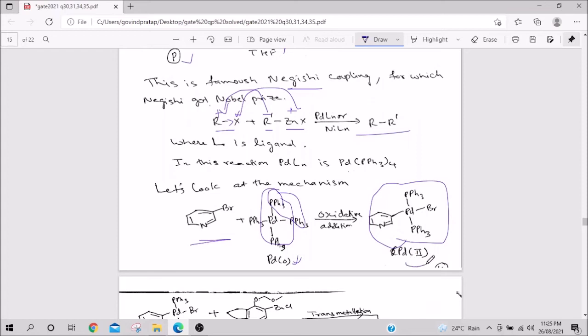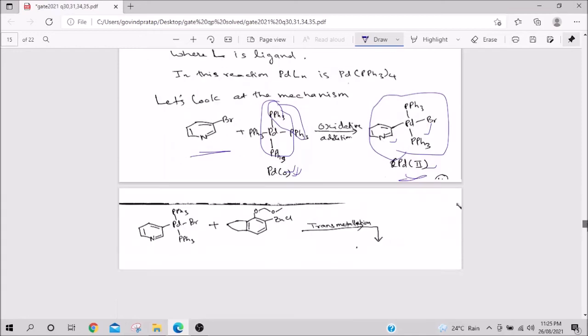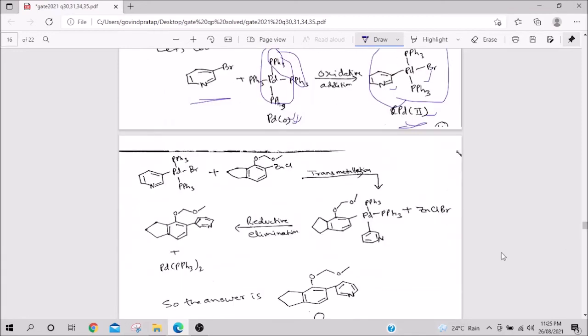And Pd became, I should not say that, yeah, from Pd(0) it becomes Pd(2+), that is why it is oxidative, and there is addition, right, and then this comes in, and then again Br will be lost, this time Br will be lost, and then ZnClBr is basically what comes out, ZnX2, that is what we said.